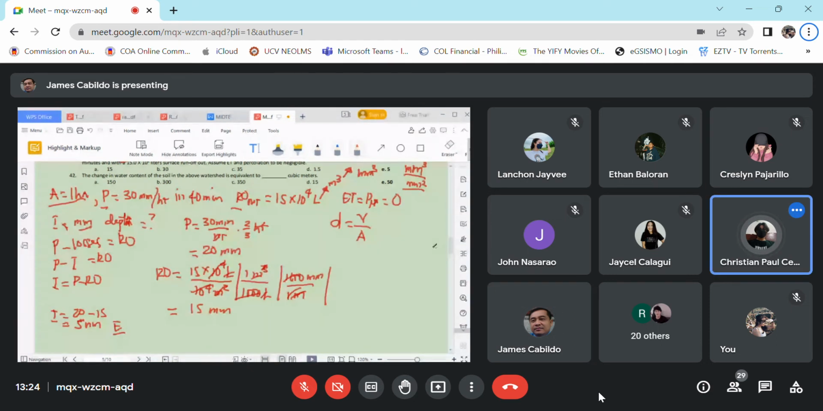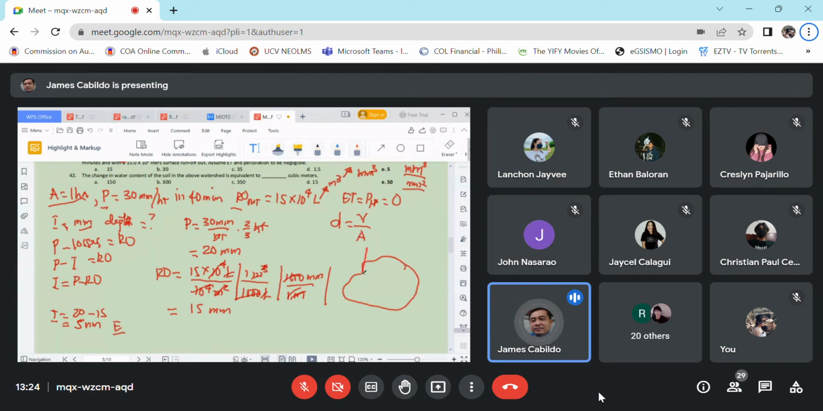So, sa losses po siya malalagay, sir? Yes, di ba? Losses yan. Kasi ganito yan. Illustrate ko lang para ma-identify natin kung losses ba o hindi. For example, ito yung watershed natin. So, yung ulan, pumasok yan. Precipitation. Yung ET, lumabas yan. Nag-escape yung ET.